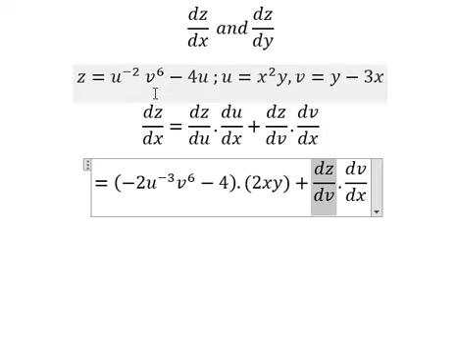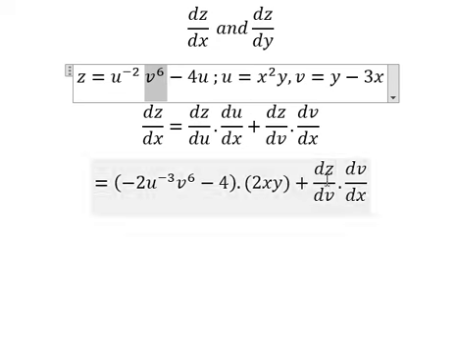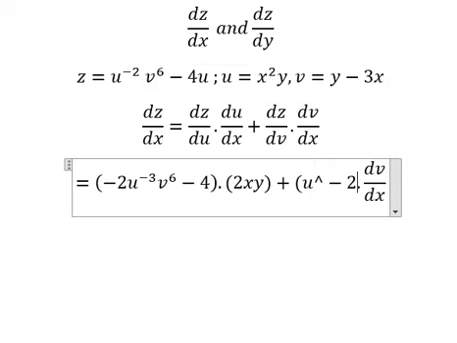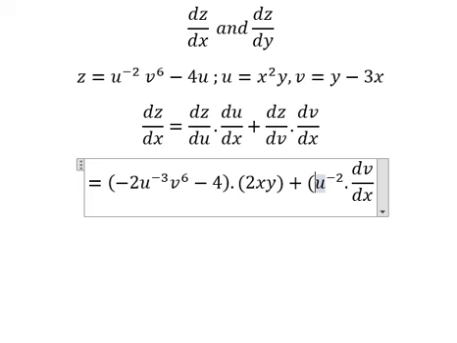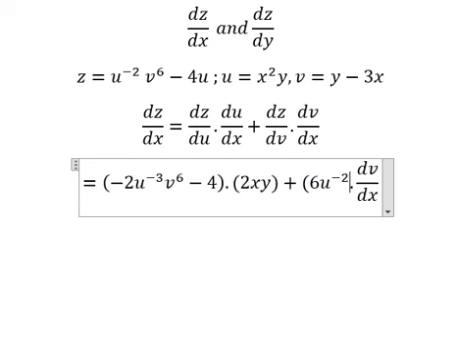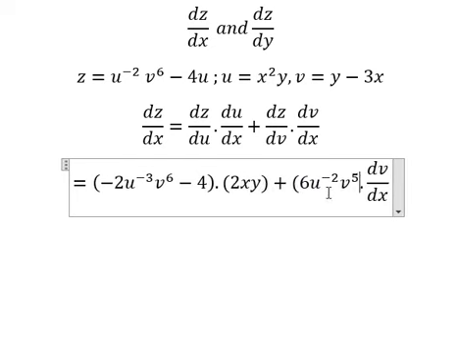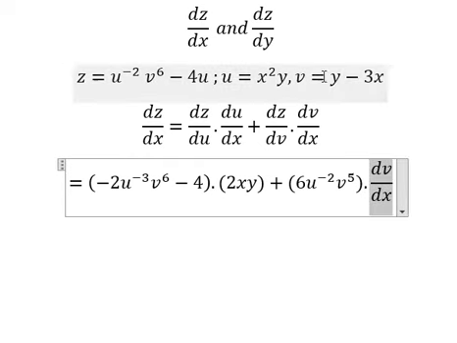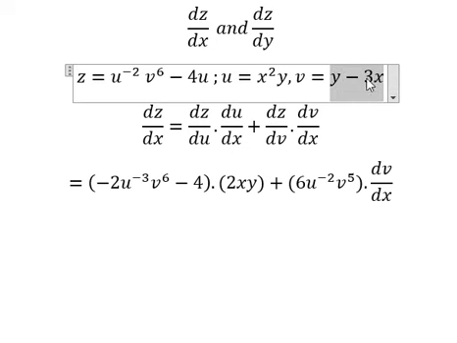This one, that is about v, so we just have only this one. And we have u to the power of negative 2, and we put 6v to the power of 5. This one, that is about this one, they are not v, so you got 0. This one, that is this one, so we just have only negative 3.